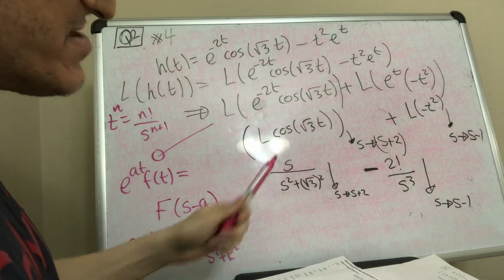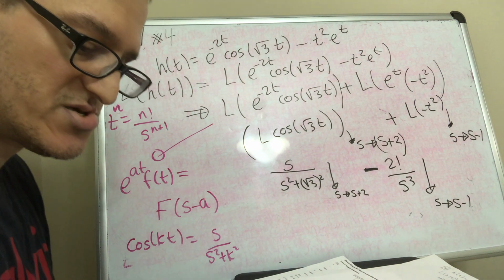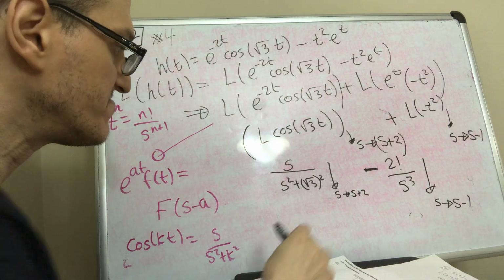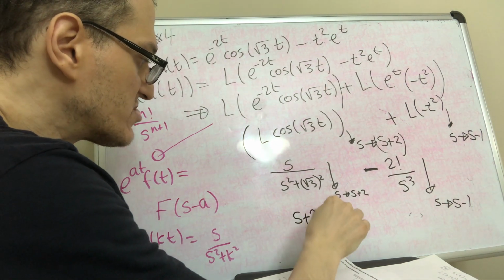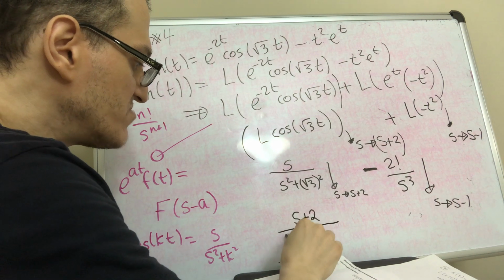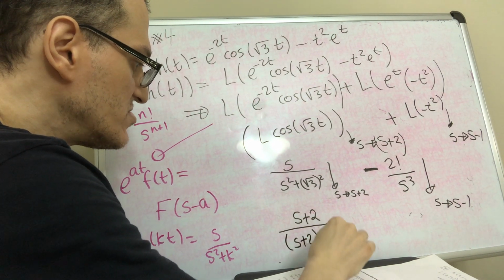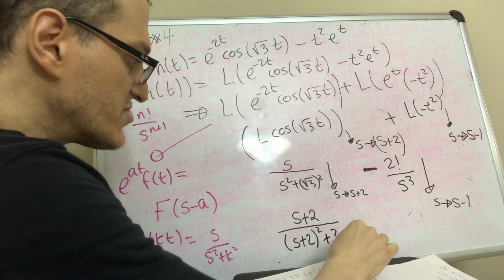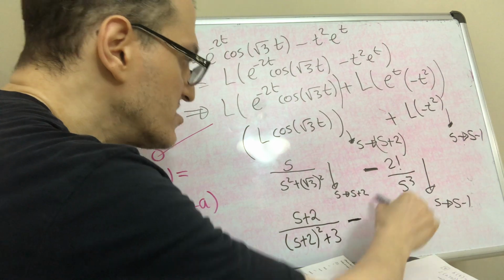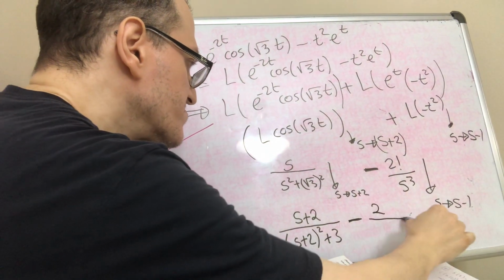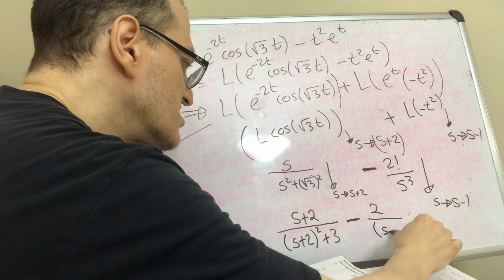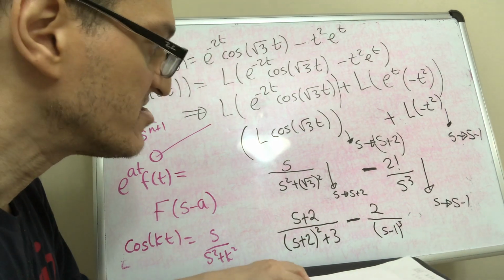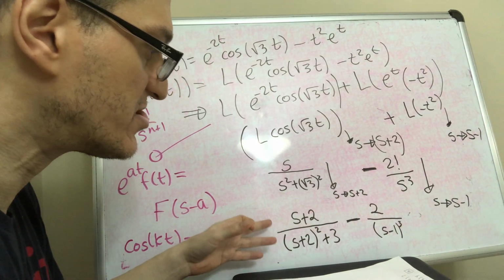Now the idea of shifting, all you need to do is, wherever you see s, replace it by this. So this would be s plus 2, this would be s plus 2 squared, and root t squared is 3. Root 3 squared is 3. 2 factorial is 2. S cubed would be s minus 1 cubed. So this is the final answer for number 4.